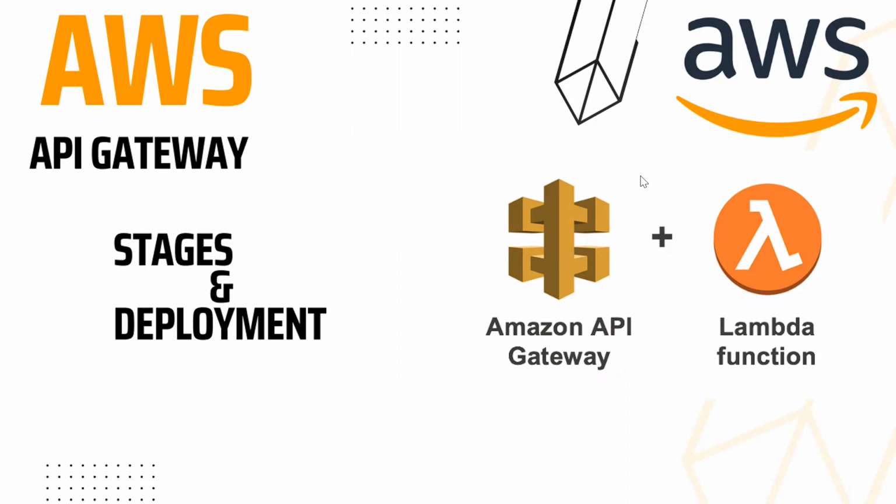In today's video, I'll be showing you how we can utilize this API gateway with different stages and how to deploy it using, again, the same Lambda function that we created in the previous video. Anyway, I will start fresh so we can see how it works.